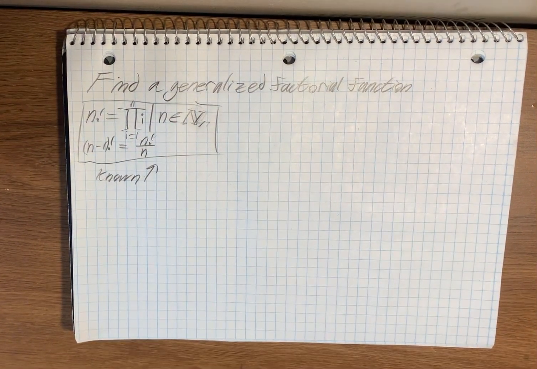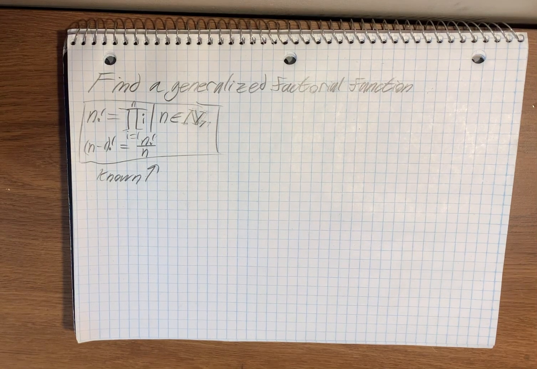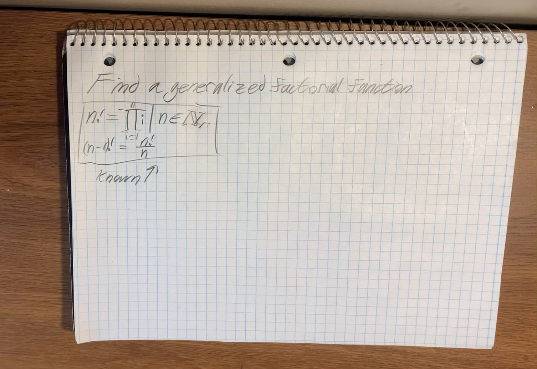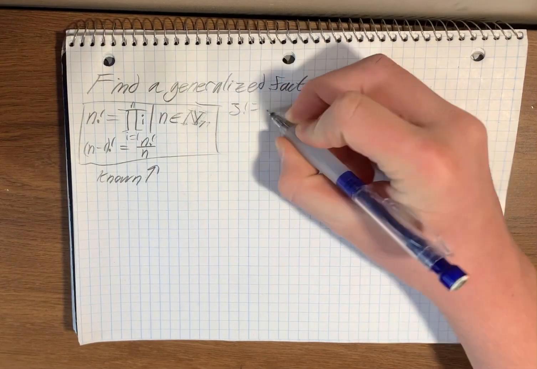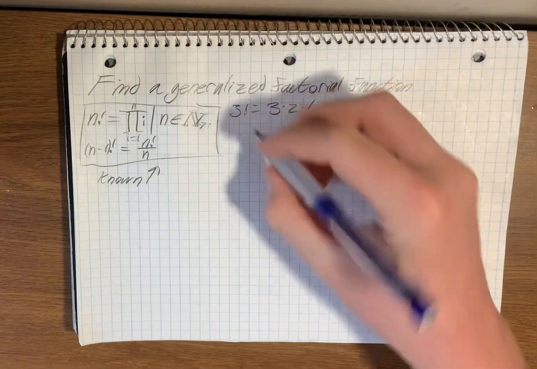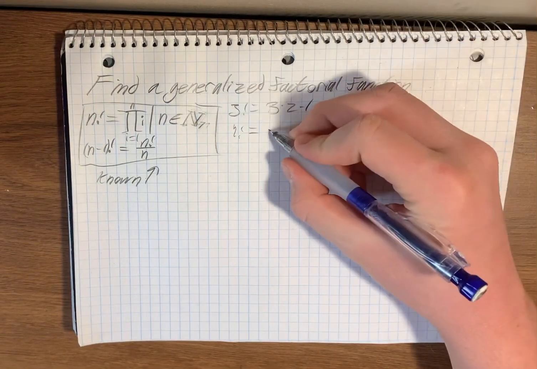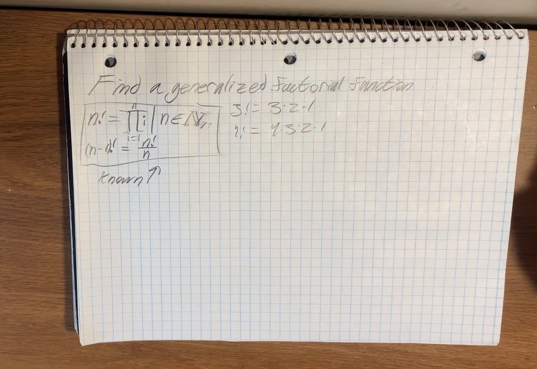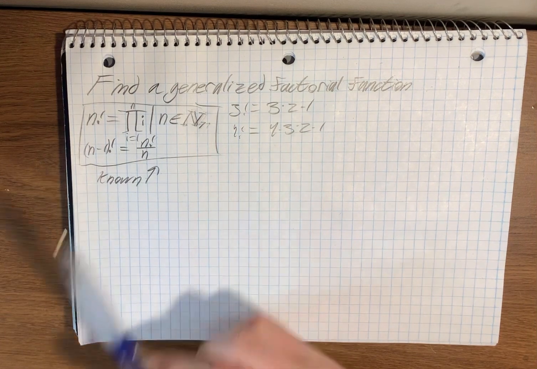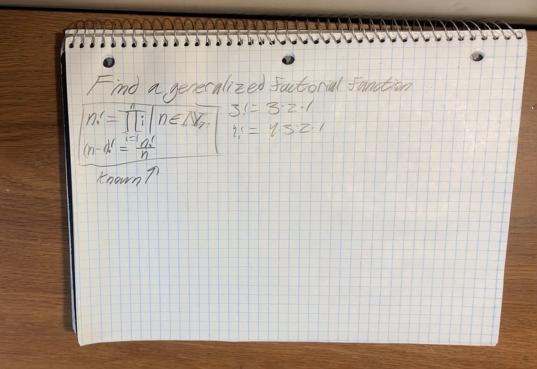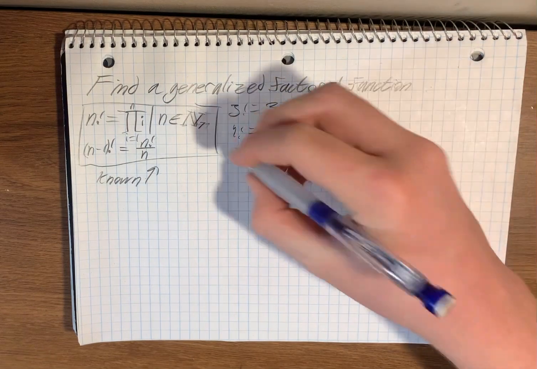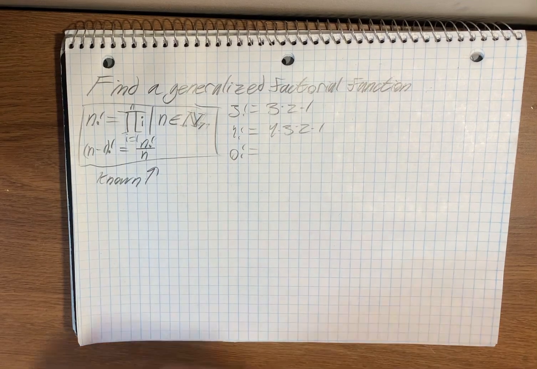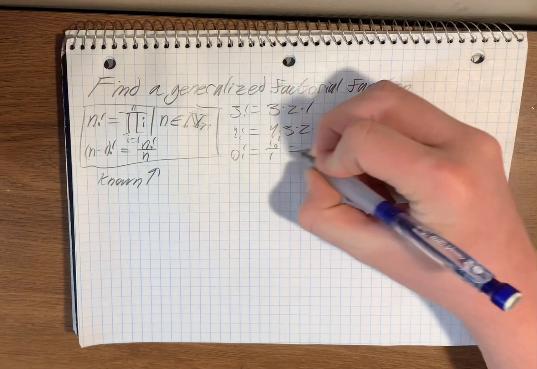This is the factorial function for integers. It's the product of all integers less than n, starting at 1, going all the way up to n. So 3 factorial equals 3 times 2 times 1. 4 factorial equals 4 times 3 times 2 times 1, etc. We also know that (n minus 1) factorial is equal to n factorial over n. So 0 factorial is going to equal 1 factorial over 1, which is 1.